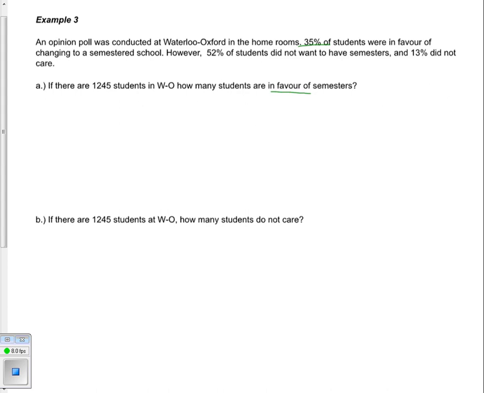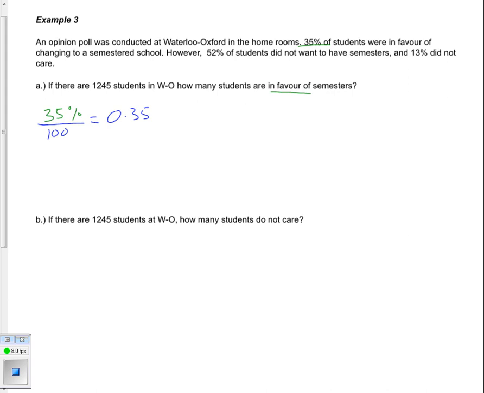So we know that to convert from a percentage into a decimal, we take the percentage, which in this case is 35%, then we divide by 100, and that's going to equal 0.35. So if we know what the percentage is as a decimal, we can use that information to calculate how many people that actually is out of the 1,245 people in the school.